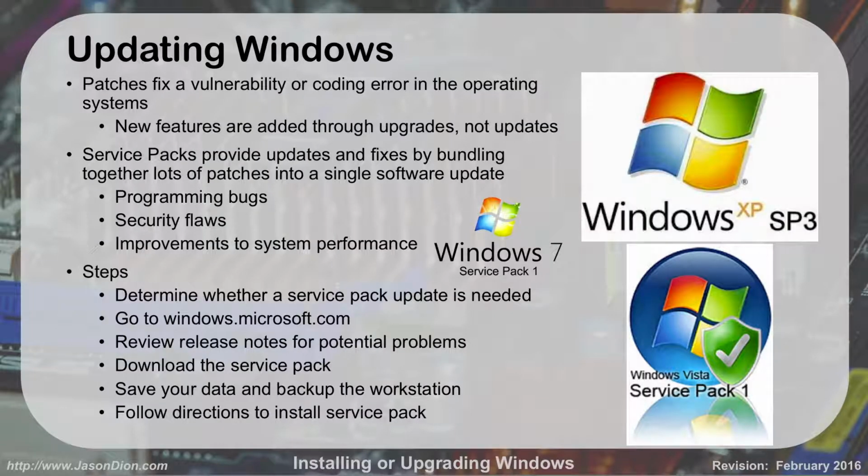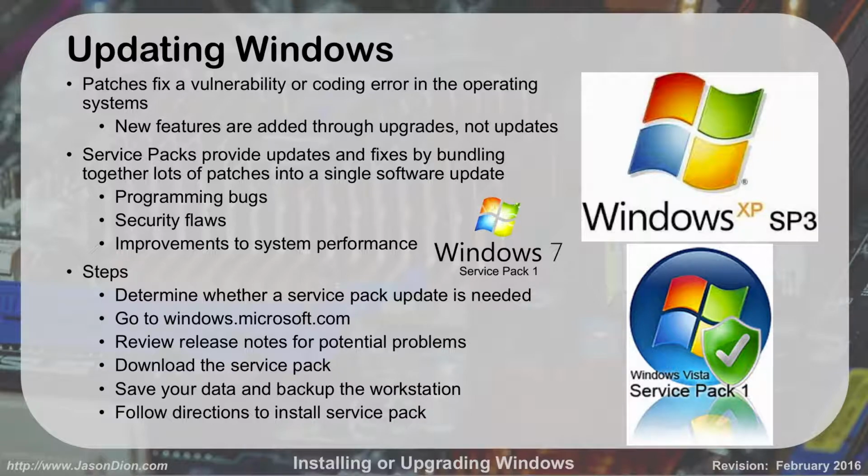Updating Windows. So, updating Windows. We're going to patch and fix a vulnerability or a coding error in the operating system. So anytime you get one of those Windows updates, it's trying to fix somebody's vulnerability that they found. Okay? New features are added through upgrades. Updates are just simply to fix bugs or errors in the software. So when you upgrade from, say, Vista to 7, you get all sorts of new features, right? But if you update from Vista Service Pack 1 to Vista Service Pack 2, it's just fixing bug issues.